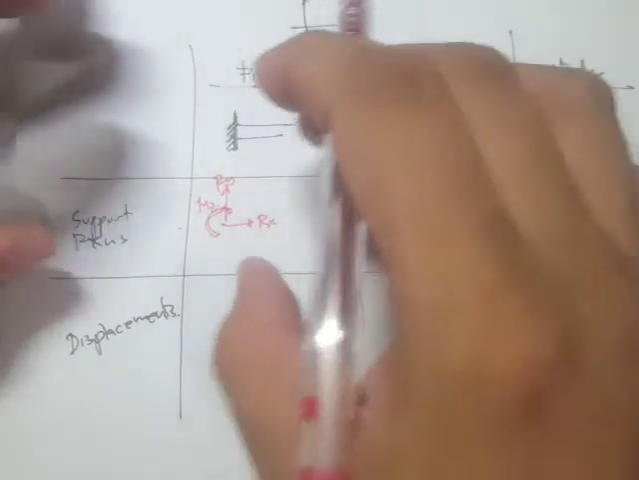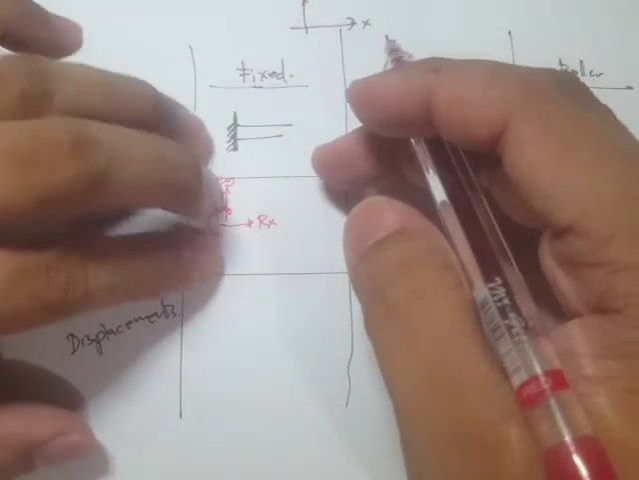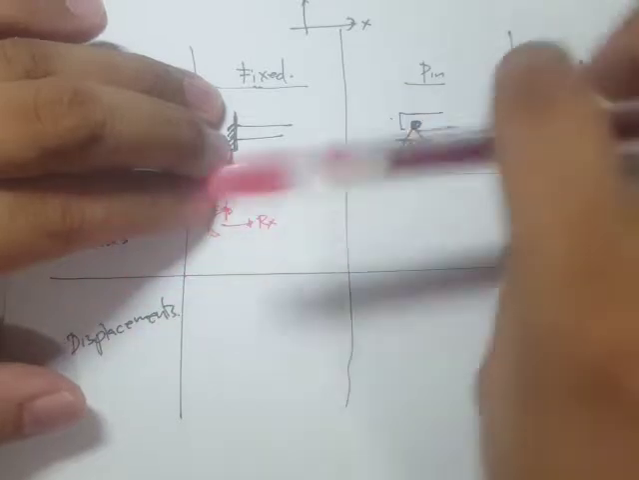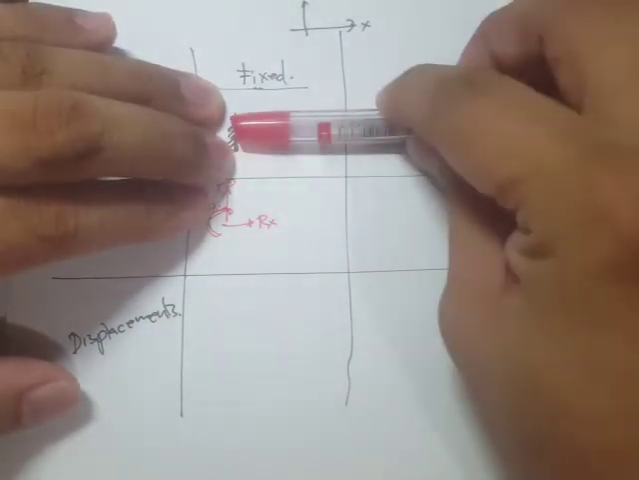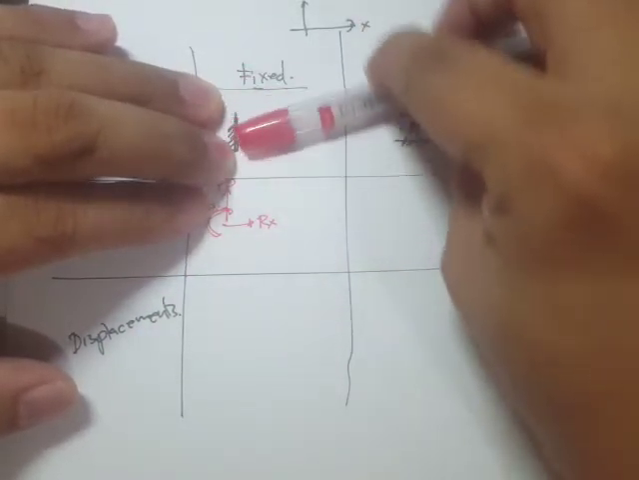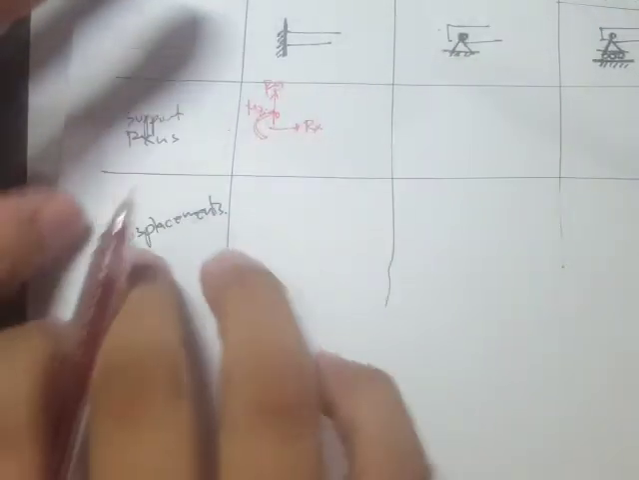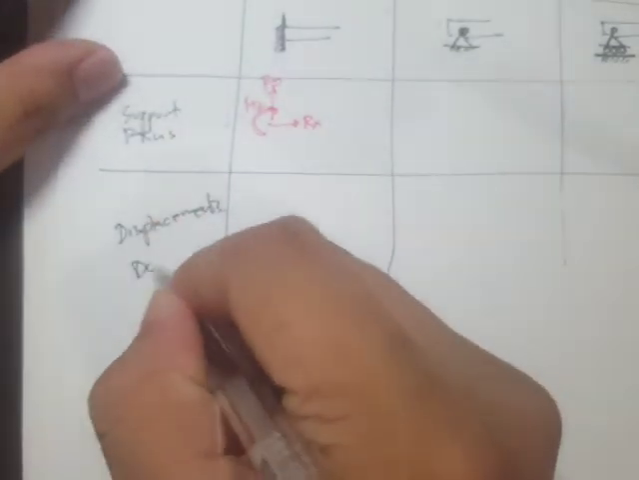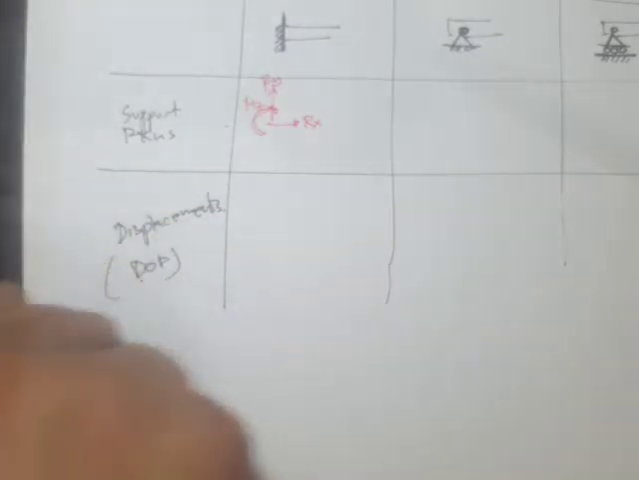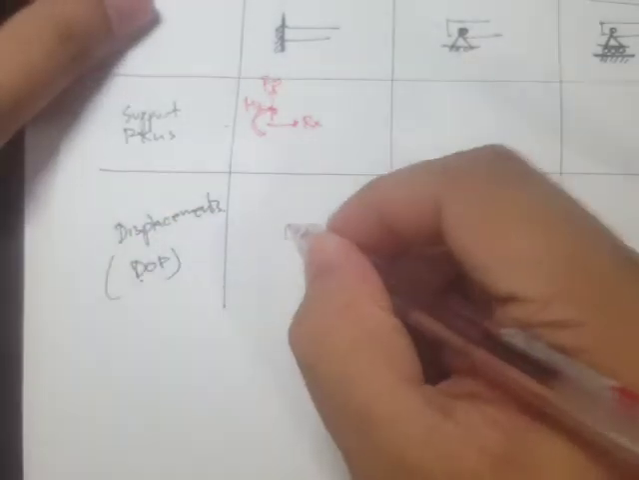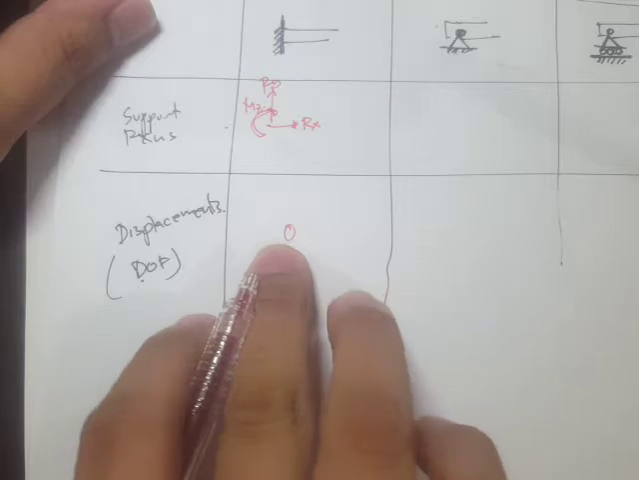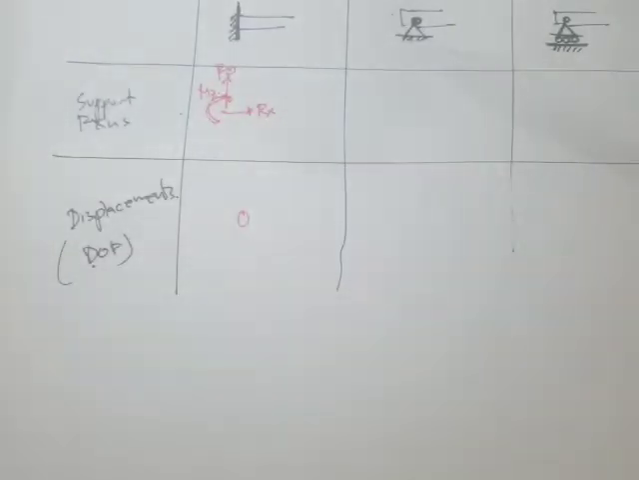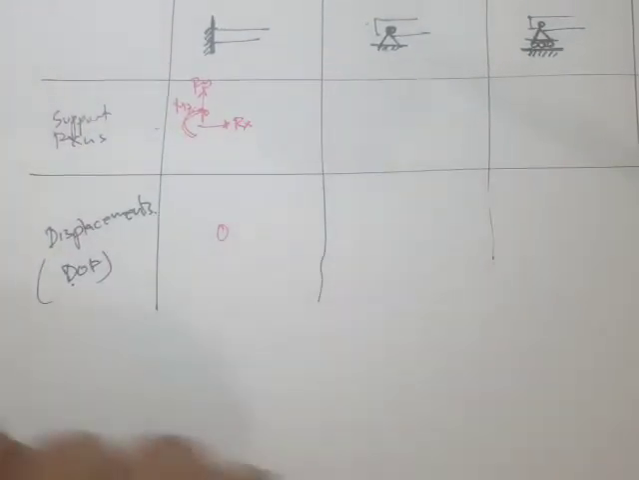Okay, so what that means is that these three reactions prevent this member from moving along x or moving along y or even rotating. Okay, so therefore, in terms of displacements, or let's just write degrees of freedom, in terms of motion, this has zero motion. So it cannot move along x, cannot move along y, and cannot rotate about the z-axis.